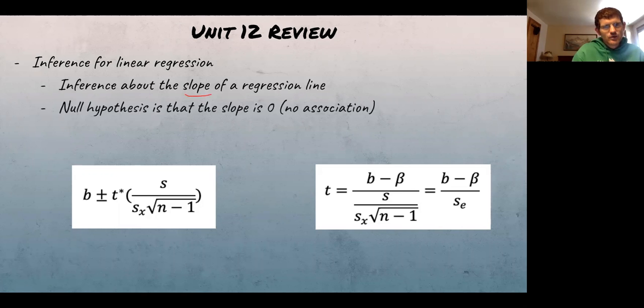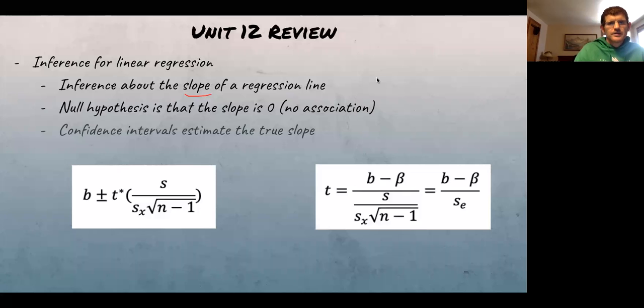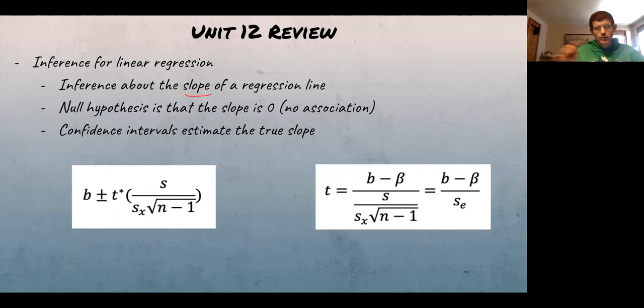If it's a hypothesis test, we're always starting with the assumption that there is no association, that's the null, and we're just going to have an alternative that says something different. Confidence intervals are going to estimate the true slope. And this is a point worth repeating. Hypothesis testing is just to say, is there a statistically significant difference between these two? But we don't know what the true value is. We could turn around and do a confidence interval to say, okay, there is a statistically significant difference. What might the true value be?